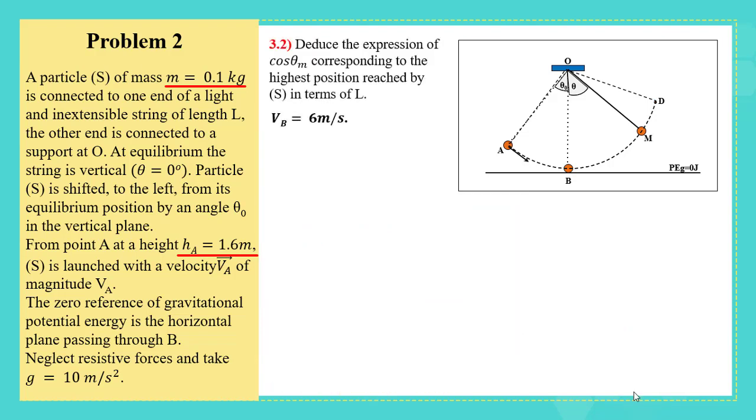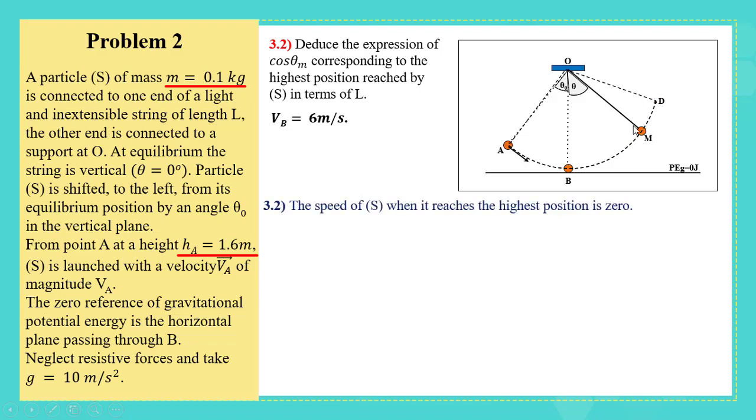Deduce the expression of cosine theta maximum, corresponding to the highest position reached by S, in terms of L. Remember that VB, you may use it, equals 6 meters per second. Whenever they say highest position, directly you should keep in mind that in the highest position, the speed is 0. The speed of the particle will be 0.